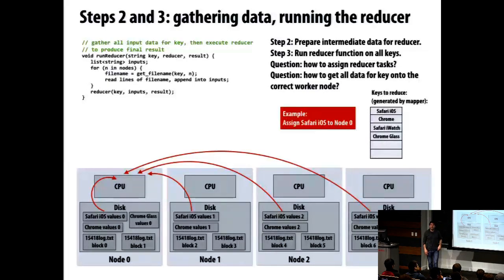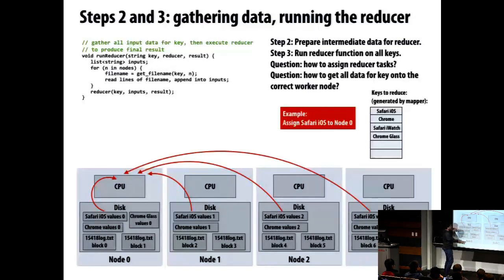Yes? Why don't you put all the Safari iOS values on the same node? Like, why do you split them up like that? The reason I split them up like that is I stored them where they were produced. That's all. So I could put them on the same node, but that's not saving me anything. That's equivalent to what I just told you, that I need to bring them all to the same node to do the processing. So in that example, you're just assuming like Chrome Glass was all on node 0?